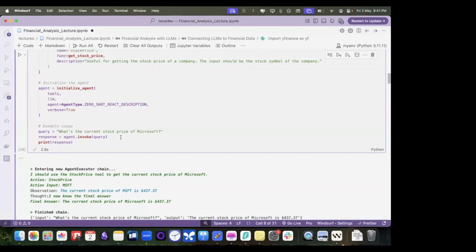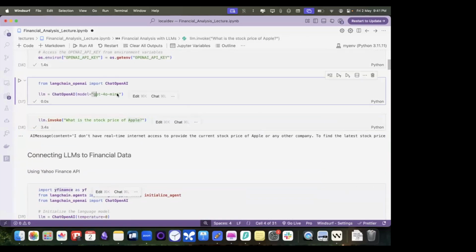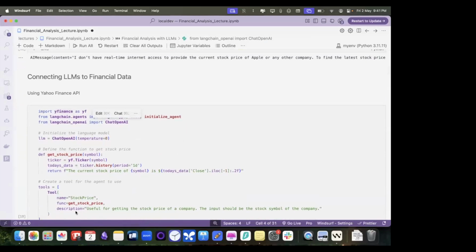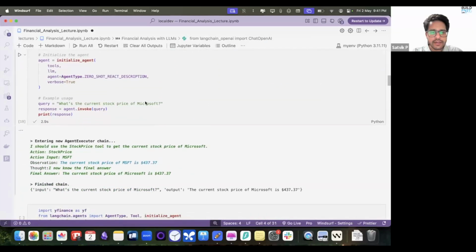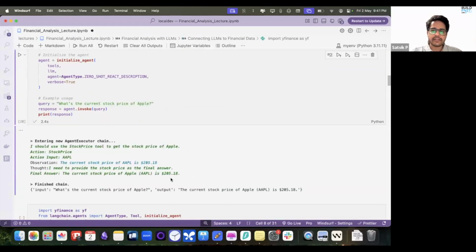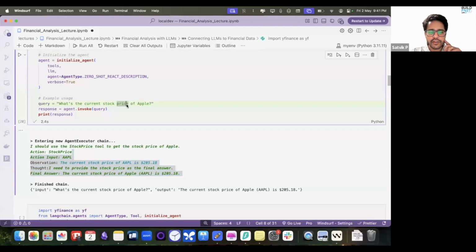Earlier, when I asked the stock price of Apple, the GPT model said that it does not have access to the internet. Now when I ask the same thing, let's say for Microsoft, or I can just ask for Apple as well, it is actually using the Yahoo Finance dataset to get the latest price. So the first problem that we wanted to solve is how we can connect data, and that is something we have done with these few lines of code.